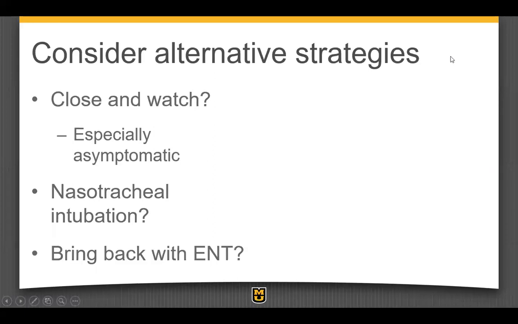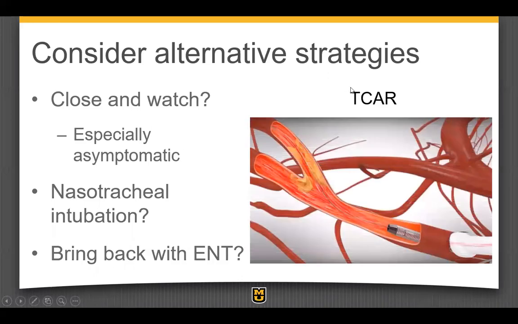Finally, you should never forget about alternative strategies in these cases. There are options to close the patient and observe, especially if asymptomatic, rather than doing something risky and something you've not done before. Consider nasotracheal intubation, or collaborate with a colleague, such as an ear, nose, and throat specialist or skull-based surgeon, to allow you some additional mobilization. Finally, transcarotid artery revascularization and transfemoral artery stenting are all options that can be considered in the patient where this is truly hostile in terms of the anatomy.